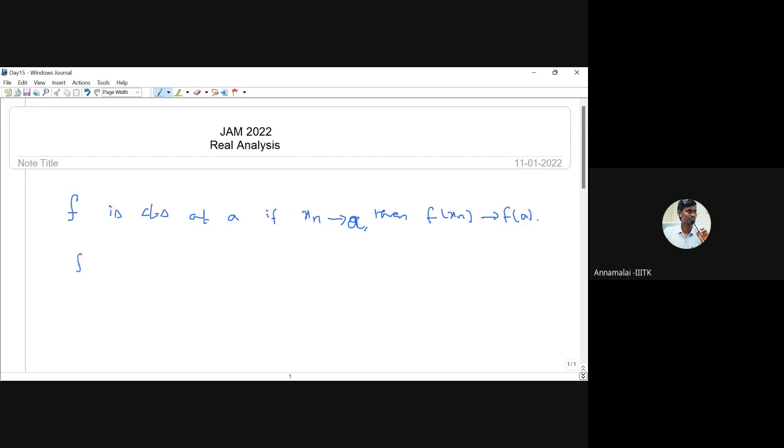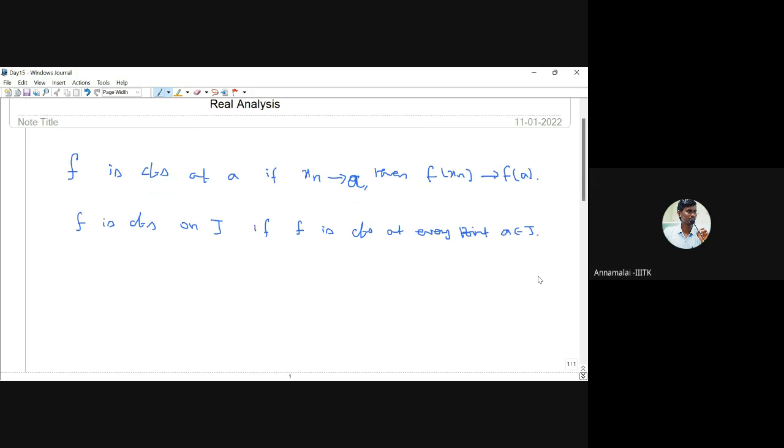And when we say f is continuous at every point, then we say it's continuous on the set J. So when we say f is continuous on J, if f is continuous at every point A in J. Okay, and then we discussed some examples.